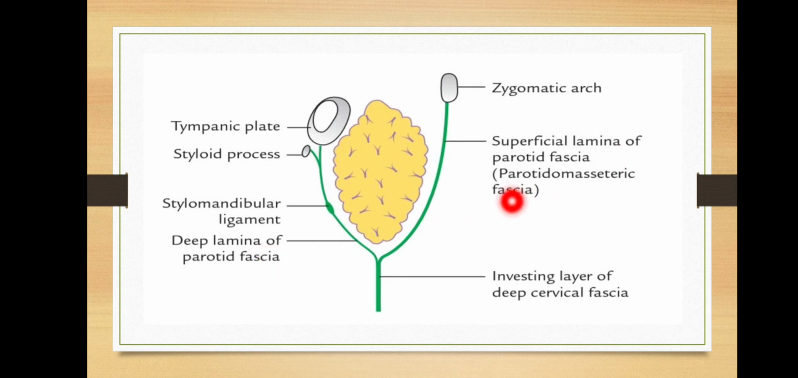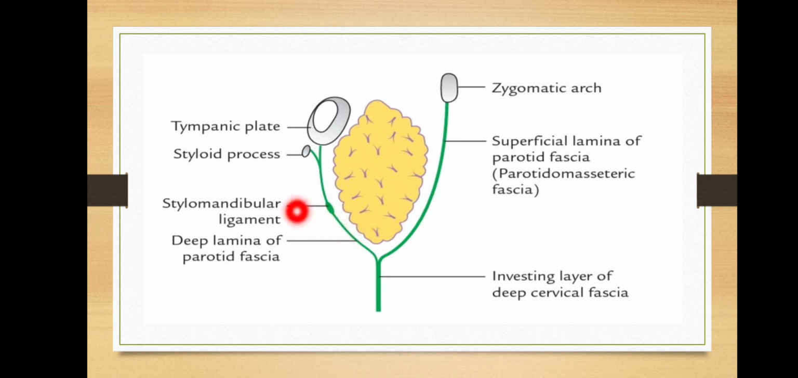The superficial lamina is very thick, strong, unyielding and adherent to the parotid gland, whereas the deep lamina is very thin. The superficial lamina is attached to the zygomatic arch, forming the parotidomasseteric fascia.